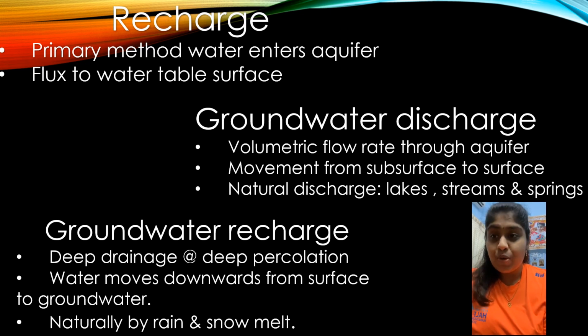Moving to the next point, groundwater discharge is the volumetric flow rate of groundwater through an aquifer. Total groundwater discharge is reported through a specific area. It is a movement of groundwater from subsurface to surface. The natural discharge occurs in lakes, streams, and springs, as well as human discharge, referred to as pumping.